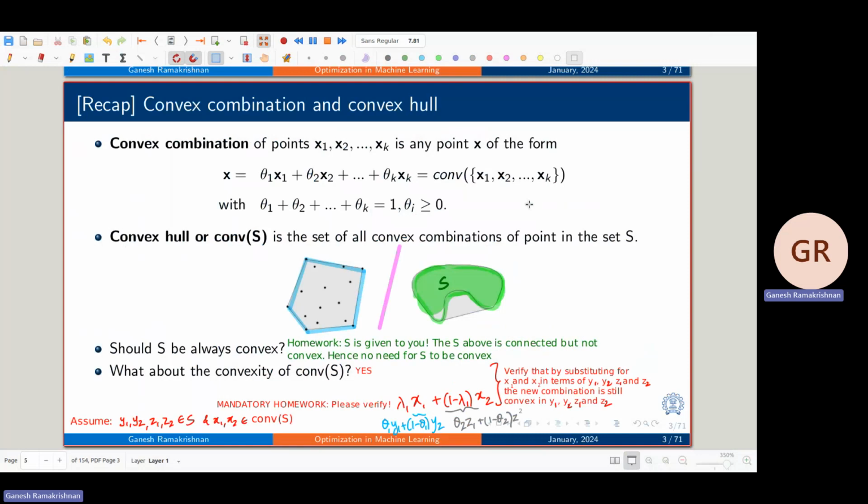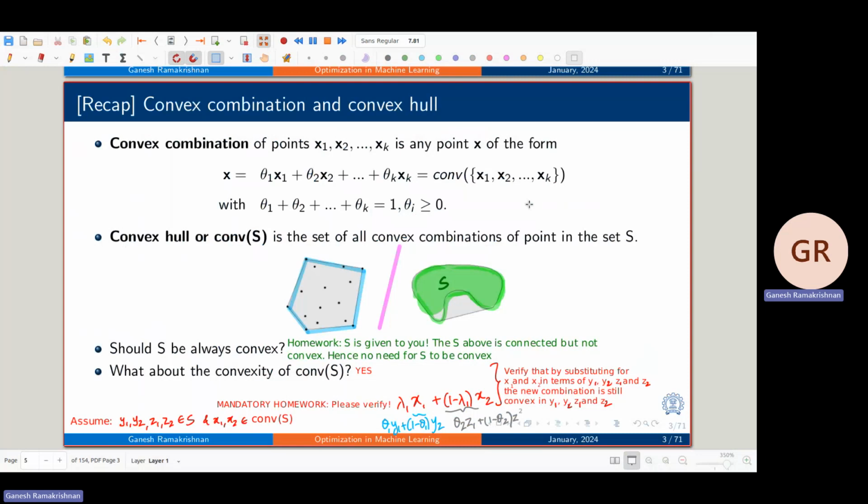So what about the convexity of S? Yes, it is convex, and I hope you did this homework. You can show by first principles that if any bunch of points, or even a pair of points x1, x2, exist in the convex hull of S, then all their convex combinations must also lie within the convex hull.